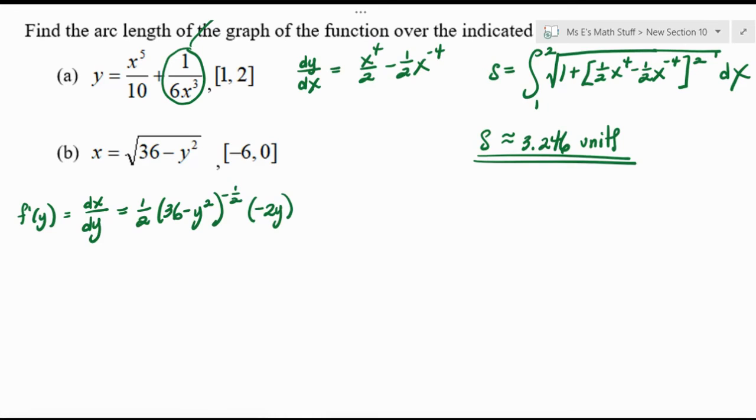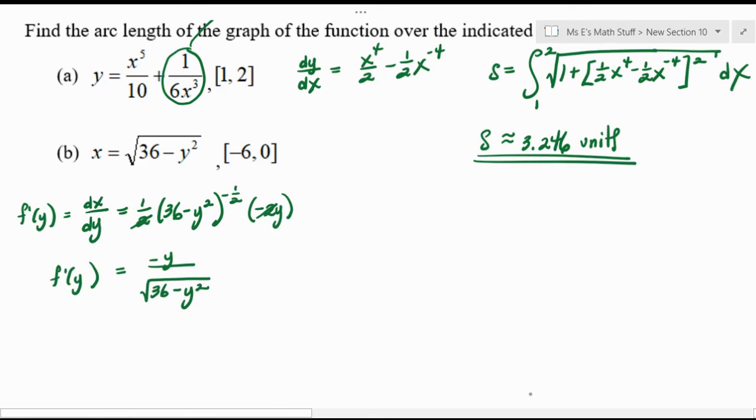And then as far as simplifying this down, since I have to punch it into my calculator anyway, it's up to you how you want to do it. I think I'll just go ahead and cancel the 2's. And then I'd have negative y over the square root of 36 minus y squared, like that. And that's for f prime of y.